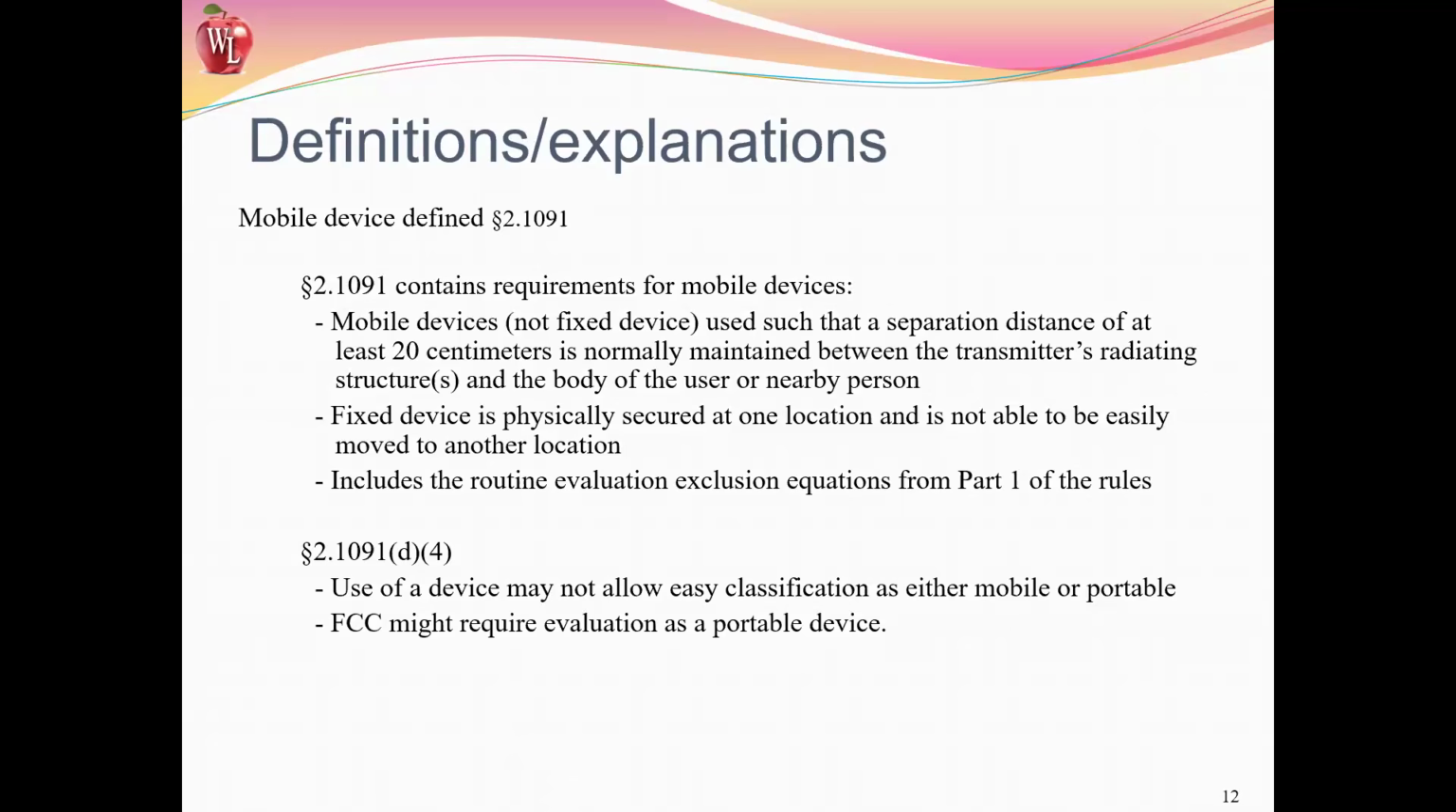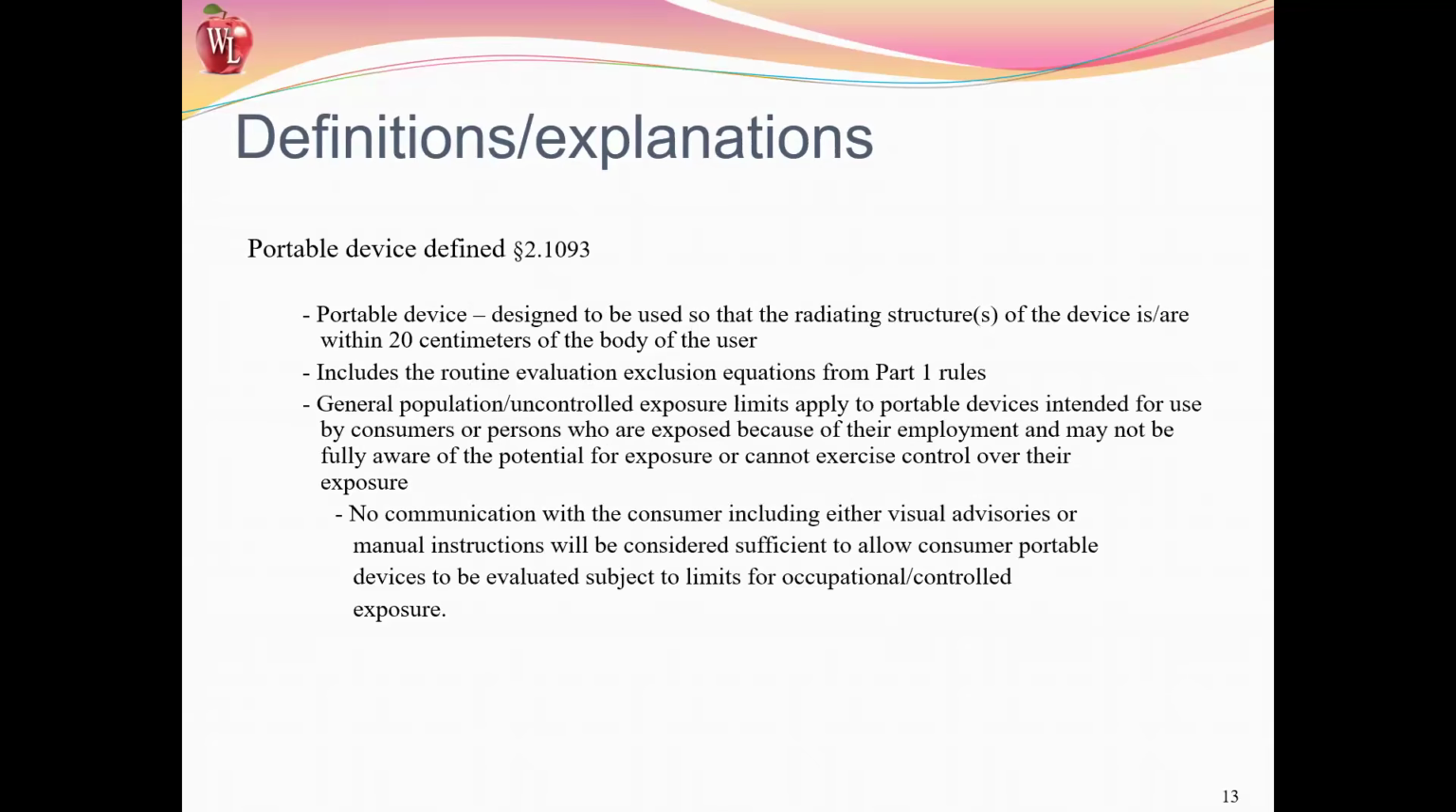Use of the device may not allow easy classification. So if your device is hard to determine whether it's mobile or portable, the FCC is going to say it's portable, because you need to make sure that you address the worst case. So worst case would be portable. And if there's any question, they will be happy to tell you it is. A portable device is designed to use such that the radiating structure of the device is within 20 centimeters of the body. It includes routine evaluation exclusions. We'll look at those in a bit.